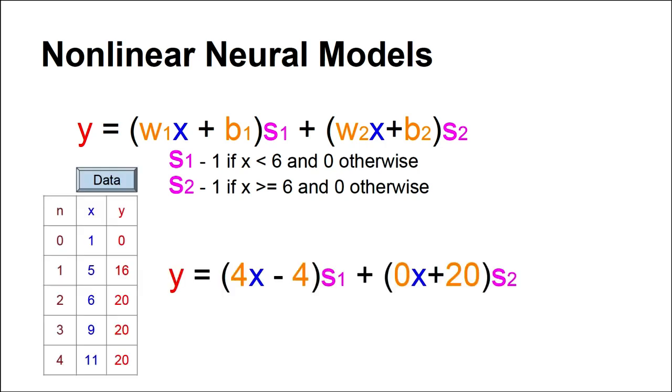If we could do this, we only have to define this function here. It's 4x minus 4, which is what I had before, until it goes to 6. And after it goes to 6, it just stays constant. So is there any way we can actually learn s1 and s2? Let's see how we can actually do this.